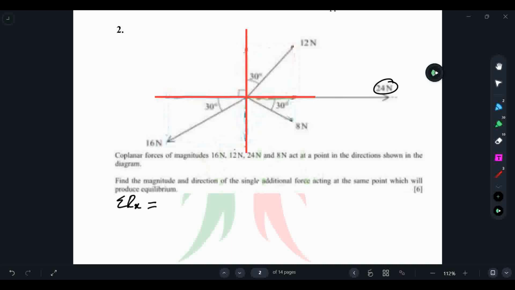The 24 Newton force is going towards the right side, so 24 plus the horizontal component of 12 Newton. This one is moving towards the right side, so 12 sine of 30 degrees, sine because this side is perpendicular for 30. For the 8 Newton force, again the horizontal component is going towards the right, so 8 into cos of 30. Then this one is going left, so minus 16 cos of 30. This should equal 0 because we have to make it in equilibrium.